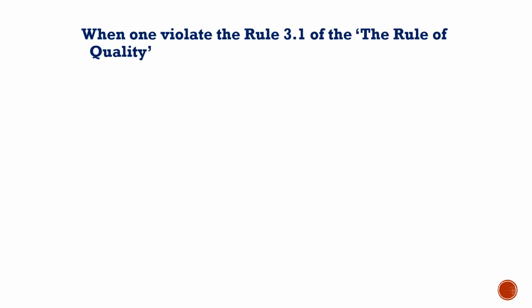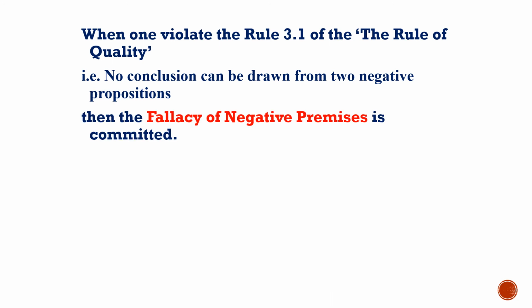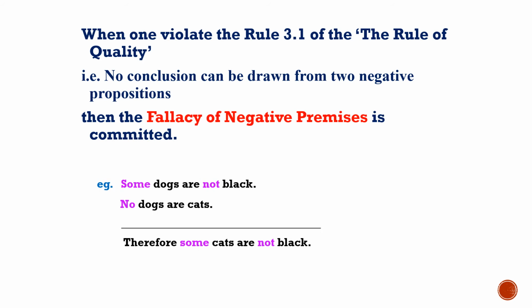When one violates the rule 3.1 of the rule of quality, that is, no conclusion can be drawn from two negative propositions, then the fallacy of negative premises is committed. Let us take an example. Some dogs are not black, no dogs are cats, therefore some cats are not black. Now the first premise has the words some not in it, so it's an O proposition. The second premise has the word no in it, so it's an E proposition. Therefore, the conclusion which is drawn is wrong. As per the rule, no conclusion can be drawn from it. The conclusion drawn is an O proposition. So here we commit the fallacy of negative premises because both the premises are negative and no conclusion can be drawn from it.